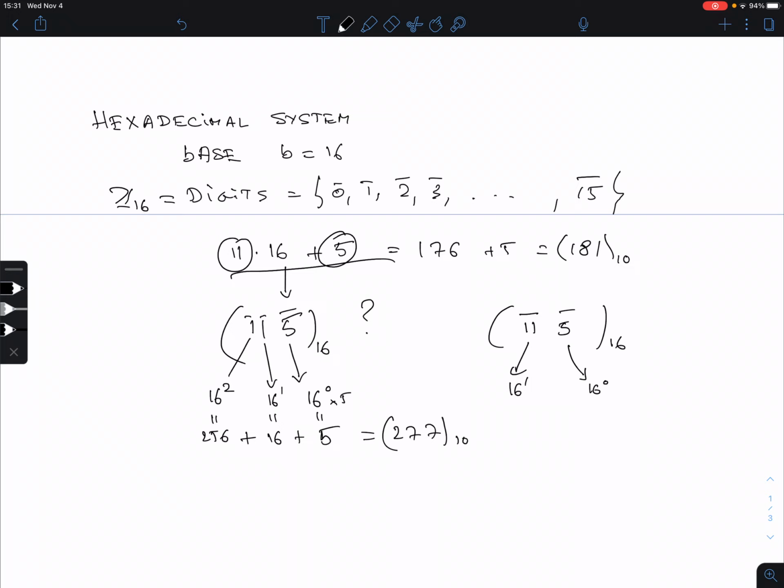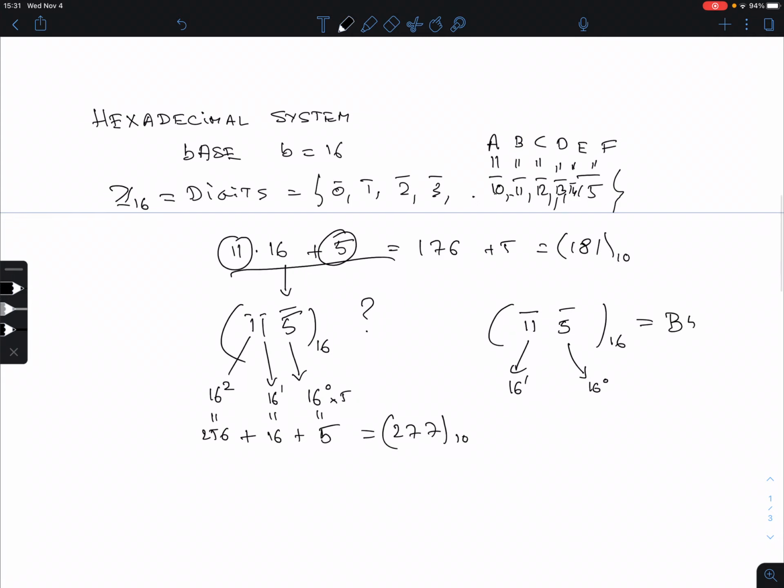Now, that's not how we solve it in hexadecimal, because as I said, these bars are annoying. So we have 10 bar, 11 bar, 12 bar, 13 bar, and 14 bar. Well, we use different notations for that. We call it A, B, C, D, E, and F. And therefore in hexadecimal we would actually write this 11, so 11 corresponds to 11 bar, if you want, corresponds to B, so this would be B5 in hexadecimal, and we don't write a bar on the 5 anymore.